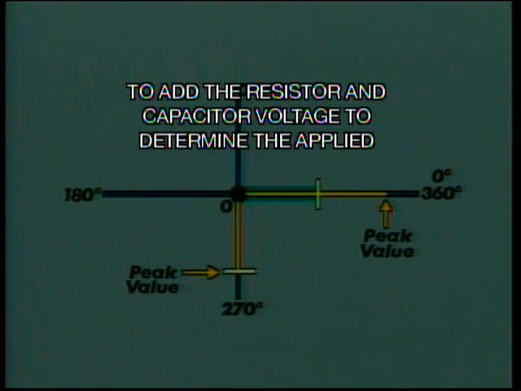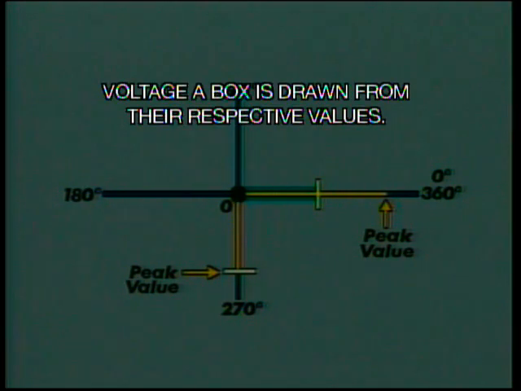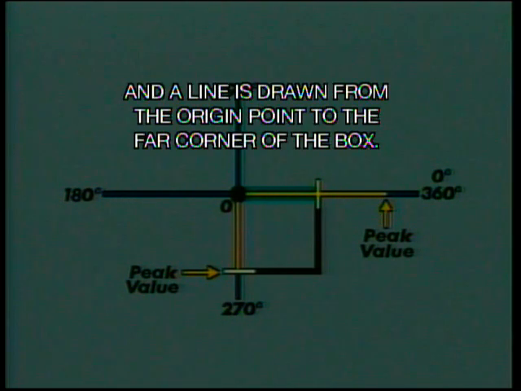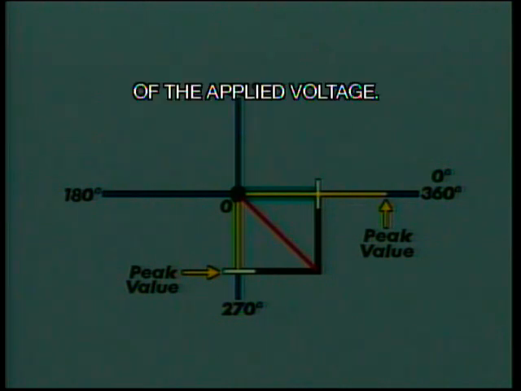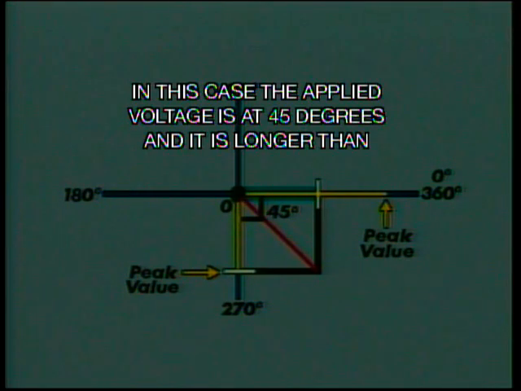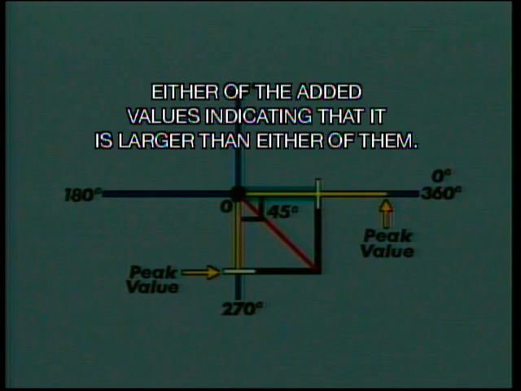To add the resistor and capacitor voltage to determine the applied voltage, a box is drawn from their respective values. And a line is drawn from the origin point to the far corner of the box. The length and direction of this line indicate the magnitude and phase angle of the applied voltage. In this case, the applied voltage is at 45 degrees, and it is longer than either of the added values, indicating that it is larger than either of them.